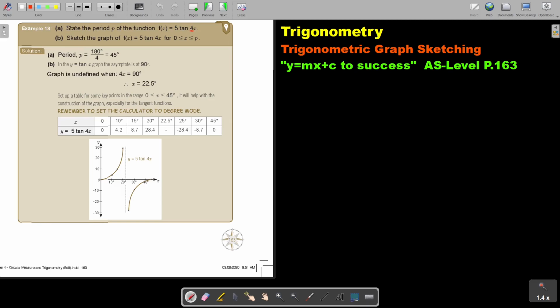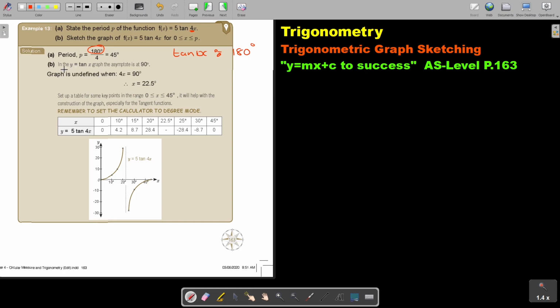Now, I know a normal tan x, with 1x, is always going to have a period of 180. For the sin and the cosine, it is 360, but for the normal tan, 180. So that is where the 180 comes from. But now it's 4, so I divide it by 4. If it was 5, I would divide it by 5. So I get 45 degrees. Okay, so that is the period.